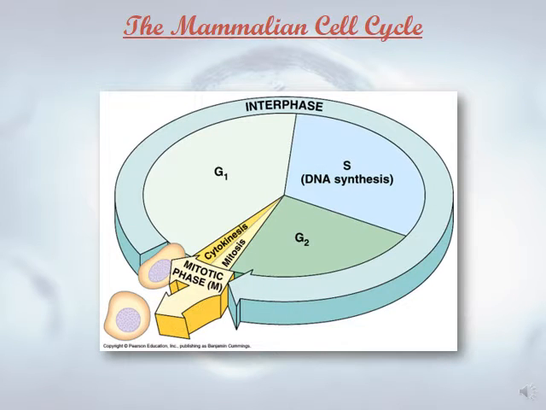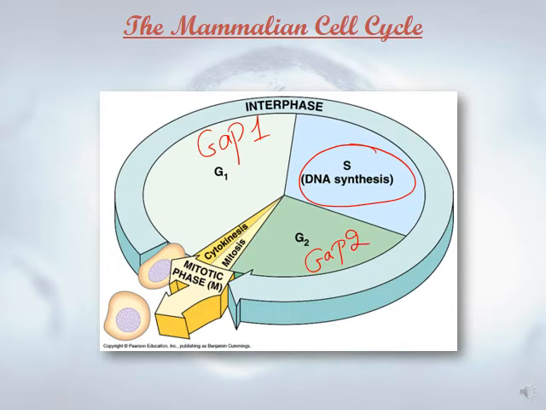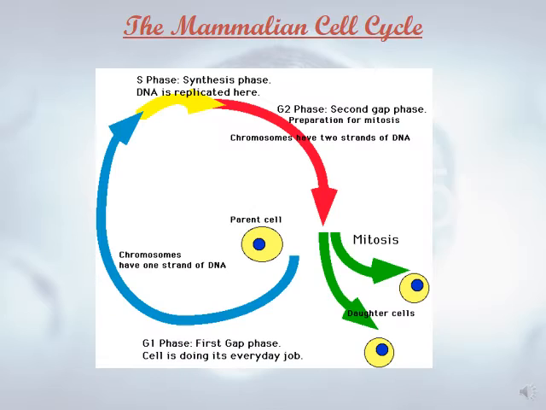This is the mammalian life cycle. It includes the interphase, G1, which is called gap 1. We have the S phase, DNA synthesis, where duplication of DNA occurs. G2, gap 2, prepares for the process of mitosis. In mitosis, as we said, we have prophase, metaphase, anaphase, telophase, and finally the division of the cell into two daughter cells, which is called cytokinesis. So this is the mammalian cell cycle.